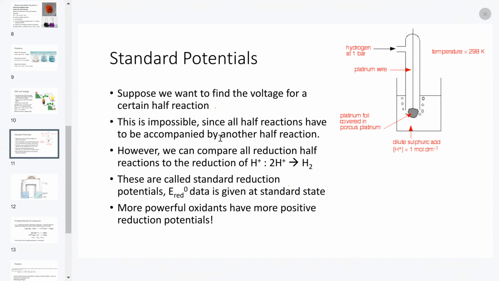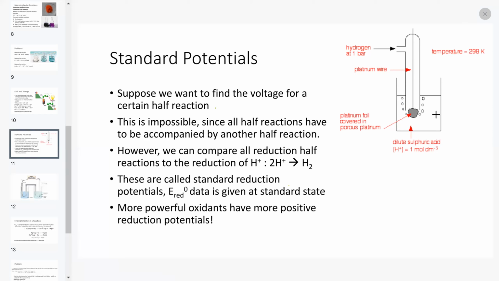However, what we do is we can compare the voltage of the reduction half reaction to the reduction of H plus. So 2H plus goes to H2. And this is called the standard hydrogen electrode. And the setup is this. So we have a platinum wire connected to a piece of platinum foil, which increases the surface area. It's powdery platinum, increases the surface area, makes the reaction go faster. And this is immersed in an inverted tube of hydrogen. And this hydrogen is going to be at 1 bar or 1 atmosphere. A bar is about the same as an atmosphere.